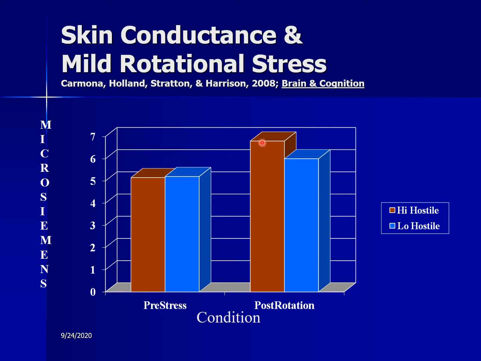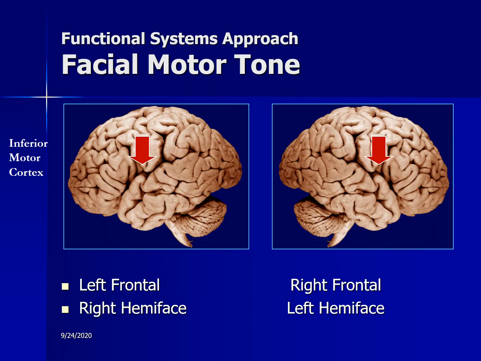Our hostile violent prone folks lose control of sympathetic drive. So they're significantly more sensitive to vestibular stress than low hostiles when it involves the right frontal lobe. But they're not good with either frontal lobe generally, especially the right.